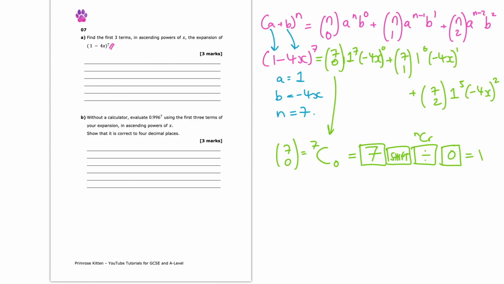So by putting that all in, we will get 1 times 1 to the 7 times minus 4x to the power of 0, and then plus, and then when we do the 7C1, we just get 7 times 1 to the 6 times minus 4x to the 1, and then plus 7C2, which gives us 21, times 1 to the 6 times minus 4x squared. Now, where people will make mistakes here, we need to remember that anything to the power of 0 just becomes a 1. So that minus 4x to the power of 0 just becomes 1. And then here as well, minus 4x to the power of 1 will just become minus 4x.